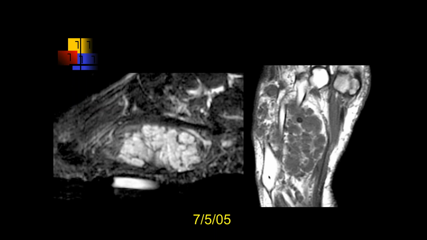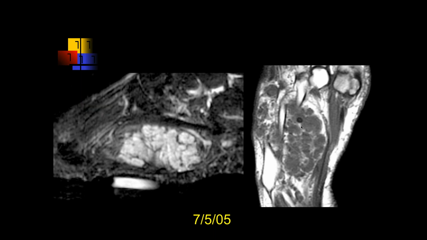So we have a couple of images. The first one is in the sagittal plane, probably a stir image, and the second one is in the axial plane, probably a T1 weighted image. So in this case, I'm seeing kind of a multilobulated honeycomb structure involving the dorsum, the ventral aspect of the foot, the plantar aspect of the foot. And I don't know whether that is a calcification on the T1 weighted image or not.